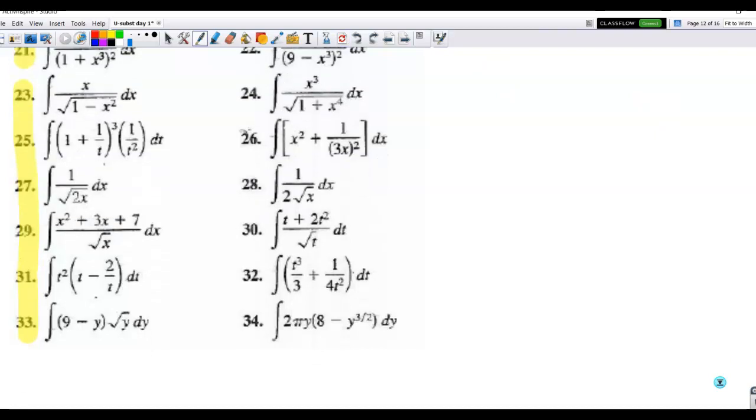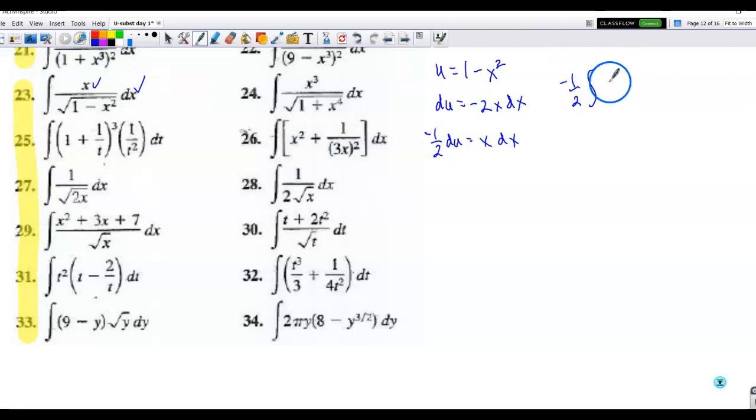Problem number 23. So we're doing basically the same problem again. My inside function is that radical 1 minus x squared. Take the derivative of both sides. du is equal to negative 2x dx. Mathize, I don't have a negative 2 over there, so I'm going to divide it on the other side. I do have an x and a dx, so we're good to go. So negative 1/2 out front.